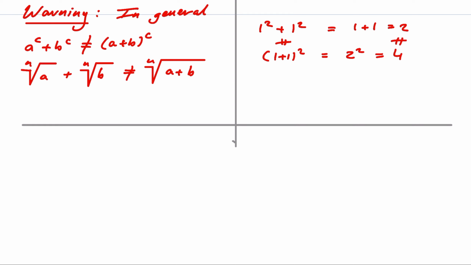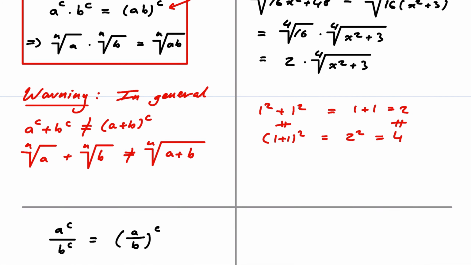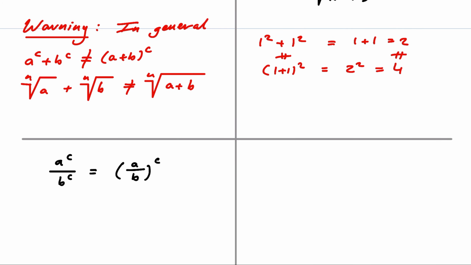A major error. So the final thing is, what about quotients? Quotients are very similar to what we've just done. If I have a to the power c divided by b to the power c, the exponents have to be the same. This can be written as a over b to the power c. Once again, let's be safe. This will be true in certain circumstances, but let's assume that a and b are positive. Otherwise, things can go haywire.